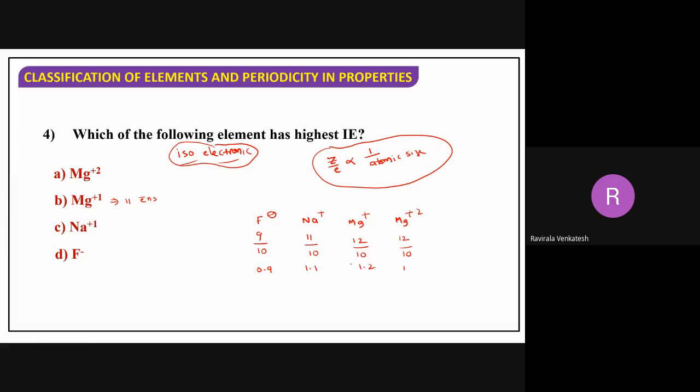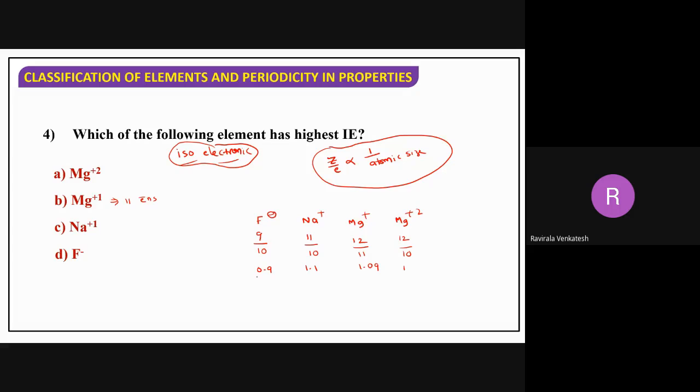This is having 11 electrons, so I put 11 here. 12 by 11 will give something less than 1.2 but more than 1.1, isn't it? 12 by 11 is almost 1.1, about 1.09. So 12 by 11 is equal to 1.09.